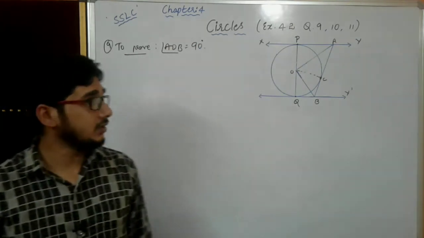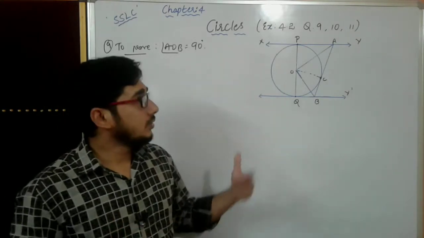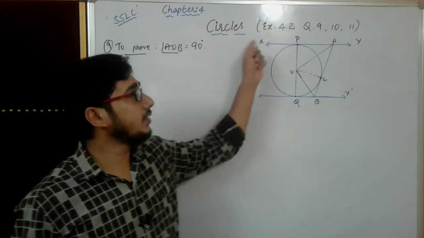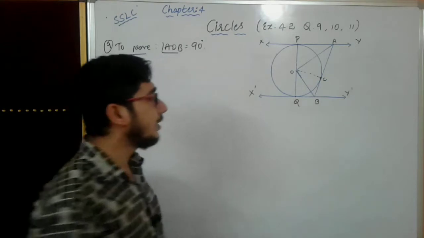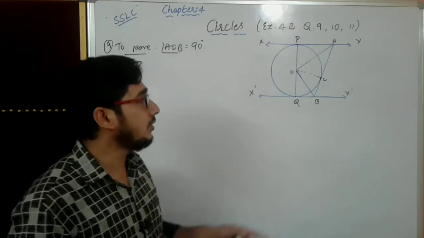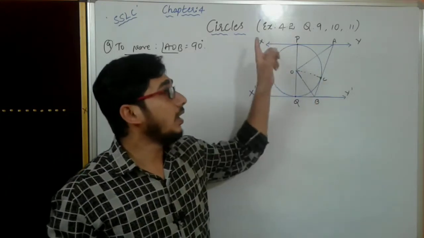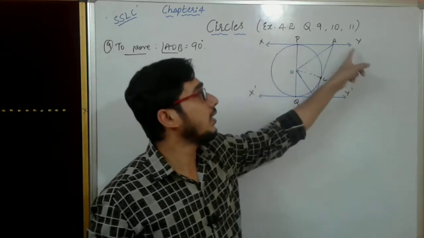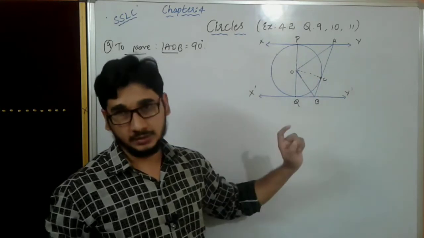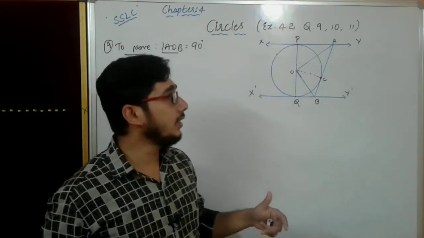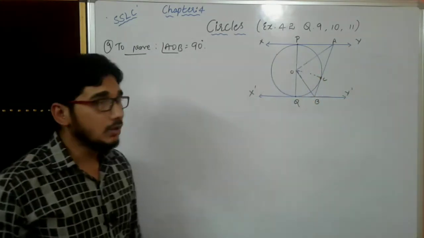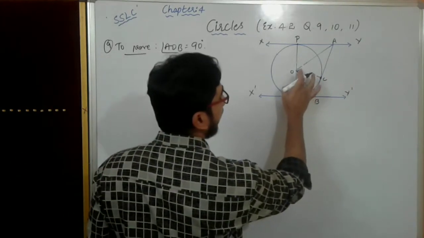Okay, what is the question, sir? We are given a circle with center O, where PQ is the diameter and XY, X dash Y dash are the tangents at the ends of the diameter. We have another tangent intersecting the tangent XY at A and X dash Y dash at B, where the point of contact is C. Now we have to prove that angle AOB is 90 degrees.